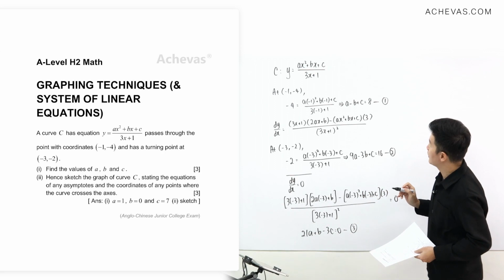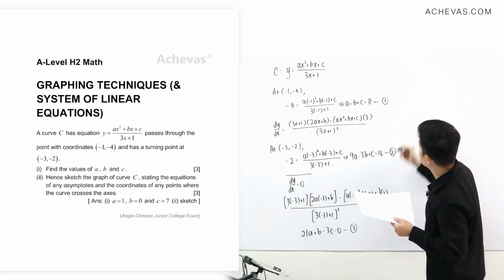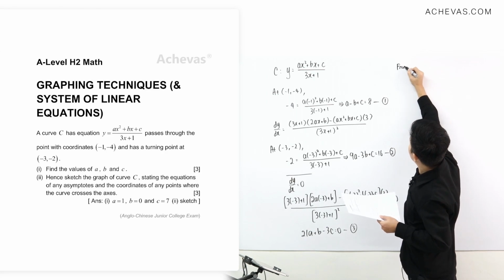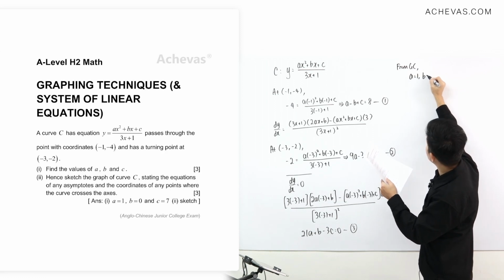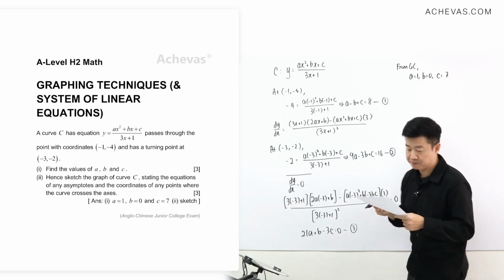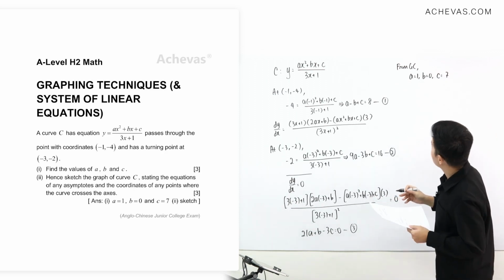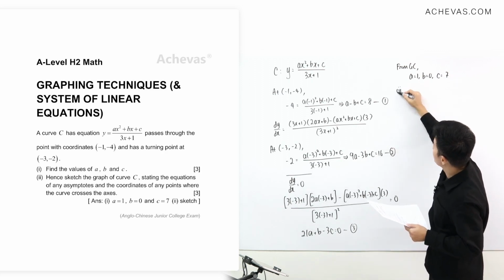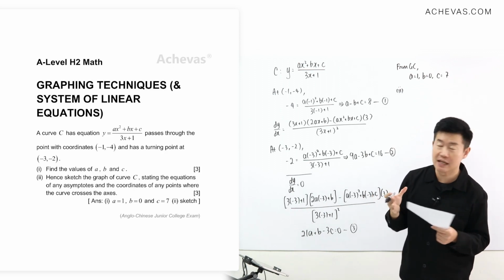So this is equation number 3. Solving 1, 2, 3 using our graphing calculator, we are going to be getting a as 1, b as 0, and c as 7. So this is part 1. Let's take a look at part 2. For part 2, we are supposed to hence sketch the curve C.